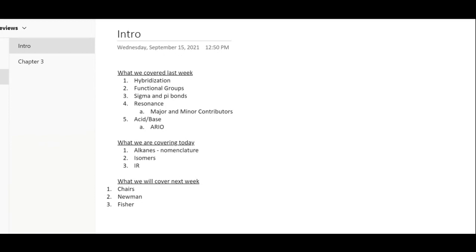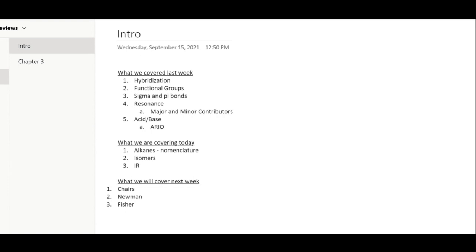So last week we went over hybridization, functional groups, sigma and pi bonds, and resonance. We talked about how to find the major contributor and the minor contributor. We also went over acid-base chemistry, with an example using ARIO, an acronym checklist that stands for atom, resonance, inductive effect, and orbital. If you missed all of that, or if you need a refresher, look at last week's YouTube video.